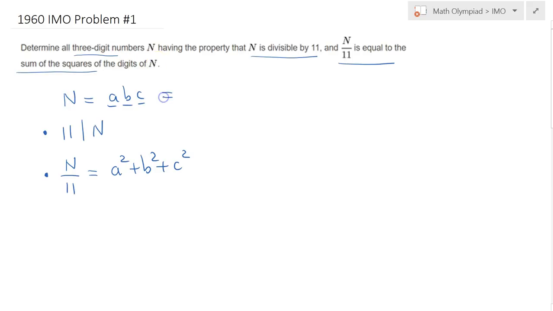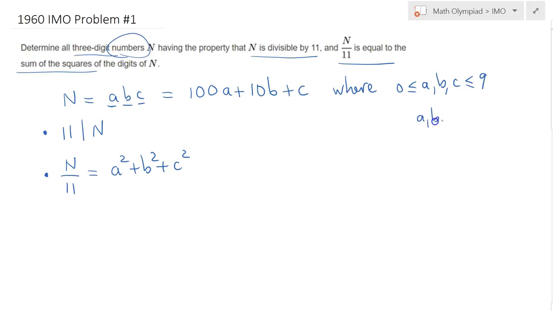So this would mean that n can be represented as 100a plus 10b plus c, where a, b, c are obviously in the range 0 to 9, so these are digits. In fact, because it says a number, a can't be 0 really, but okay, for the time being, let's keep it. So we have digits from 0 through 9.